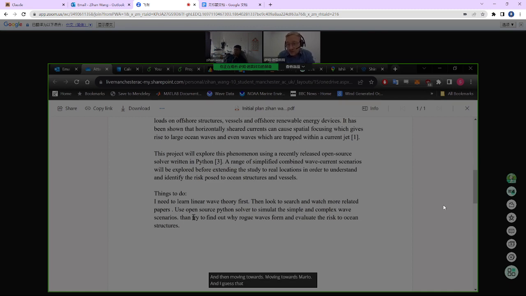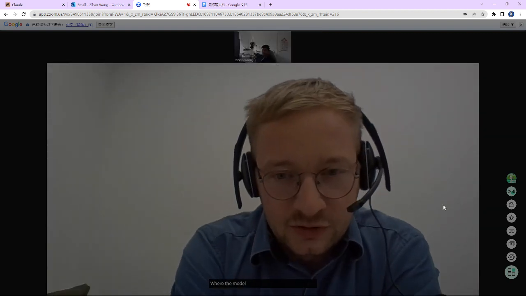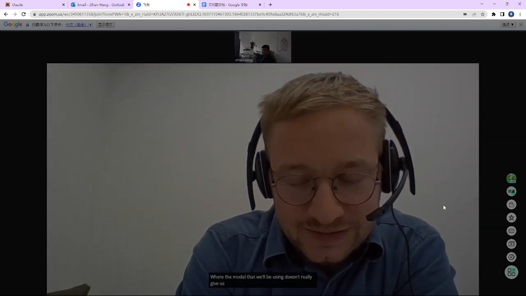And I guess then you've got to try and find what your outputs are. So how are you actually going to understand the role? What are we going to do to analyze the outputs of the model in order to really understand what's going on? So we need some metrics. We need to define some metrics to quantify what rogue waves are in our data, where the model that we'll be using doesn't really give us that information very easily.